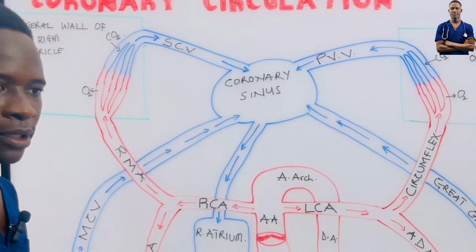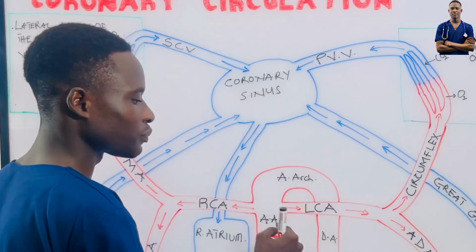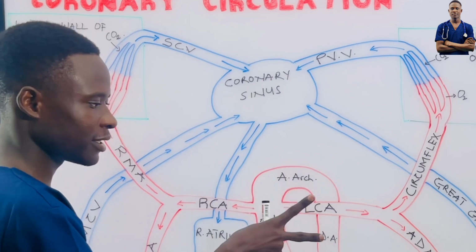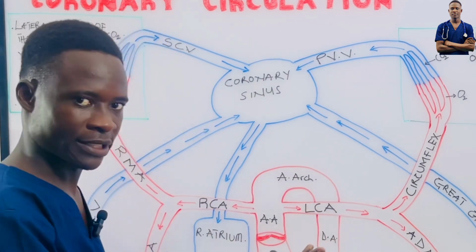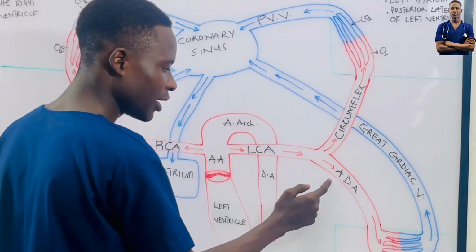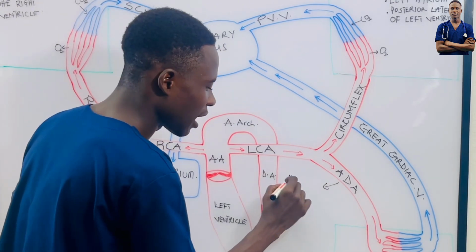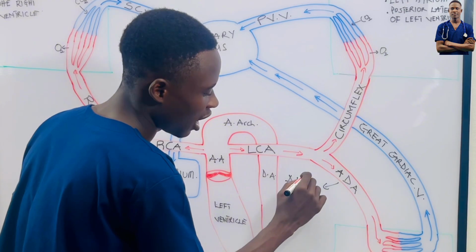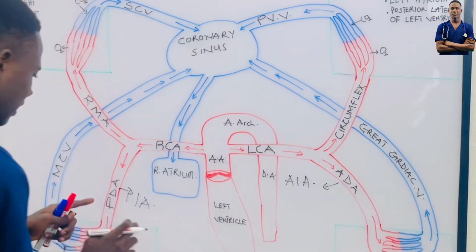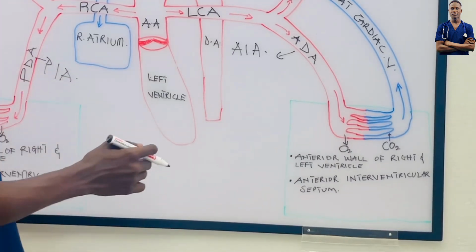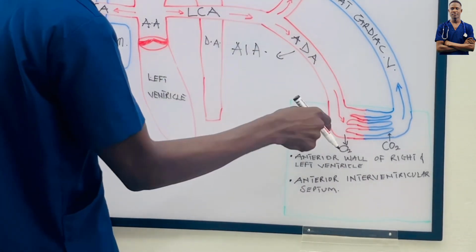Let's go to the left side. The left side, we have what? The left coronary artery. The left coronary artery gives branches of two arteries. And these are what? The anterior descending artery, and it's also called the anterior interventricular artery. Do you understand? This and that, they are opposite. This is anterior, this is posterior.